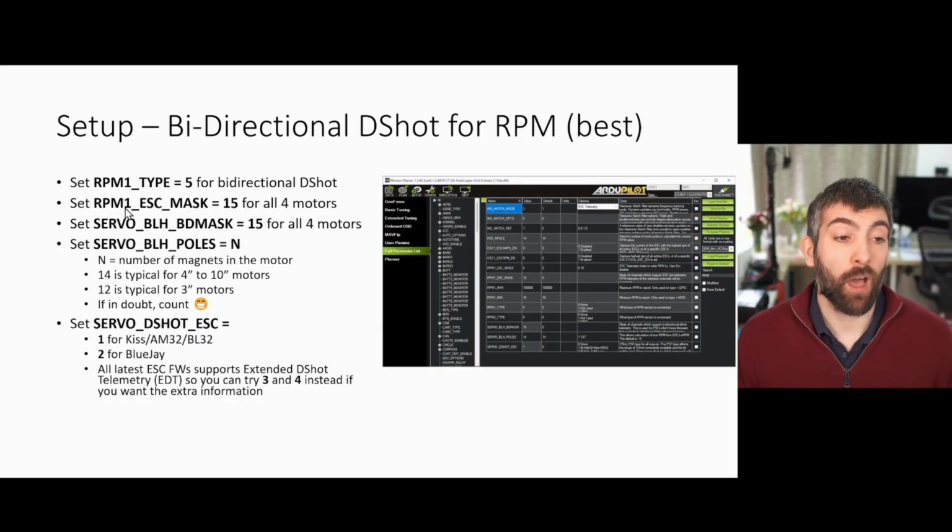You're also going to want to set RPM1_ESC_MASK equals 15. It's a bit mask, and that will set it true for the first 4 motors. If you have more than 4 motors, then you're going to need to go into that bit mask and tick on every motor that you have bidirectional D-Shot data for. You're also going to want to set SERVO_BLH_BDMASK equals 15 so that you are enabling bidirectional D-Shot on all 4 motors. Again, if you have more than 4 motors, go into this bit mask and enable all of the channels that you have motors on.